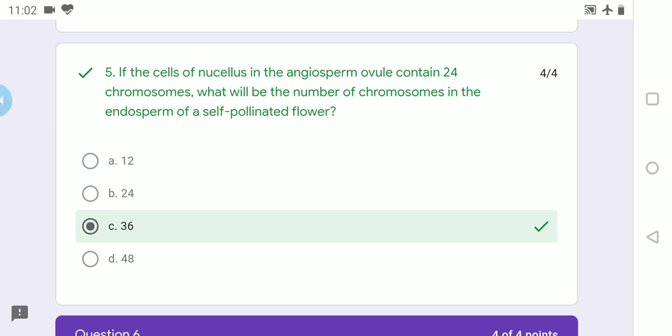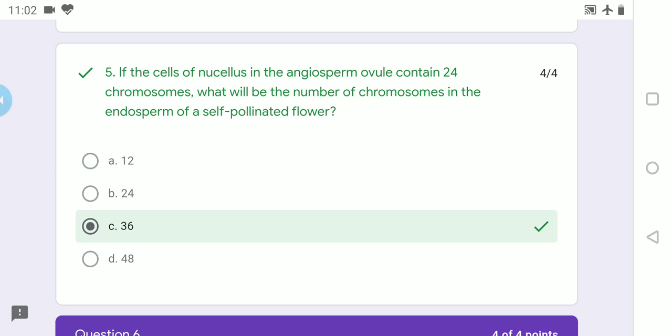The next question is also related to double fertilization only. See here, this question needs no in-depth knowledge. It requires only common sense. Generally, as we discussed last year, our body consists of two types of cells: germ cells, which are reproductive cells, and body forming cells, which are vegetative cells. Like that in plants also.